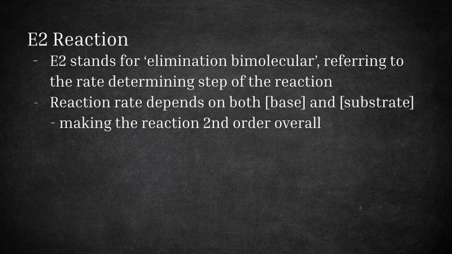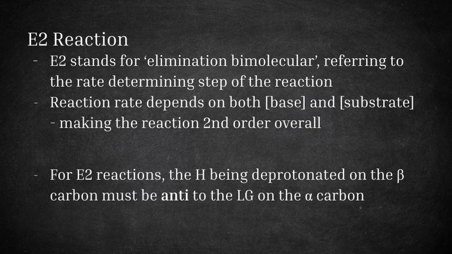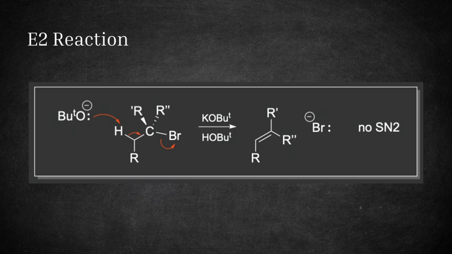Importantly, for E2 reactions, the hydrogen being deprotonated on the beta carbon must be positioned anti to the leaving group on the alpha carbon. This alignment allows for the proper orbital overlap needed to form the double bond in a single concerted step. While E1 reactions are typically in competition with SN1 reactions, selecting for E2 elimination over SN2 substitution can be achieved by using a bulky, sterically hindered base. E2 reactions are often carried out with bases like tert-butoxide in butanol, which preferentially promotes the formation of the E2 product by favoring deprotonation over nucleophilic substitution.